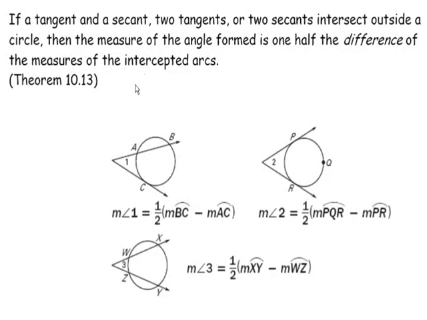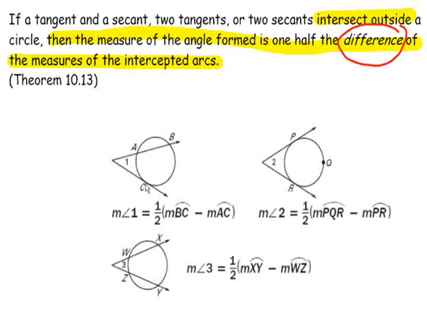In this next theorem, we're talking about our two segments, and they can be a tangent and a secant, two tangents or two secants. The key is that they intersect outside the circle. Then the measure of the angle is 1/2 the difference of the measures of the intercepted arcs. So outside, we are talking about difference. That means subtract, and it's always the big arc minus the small arc. So for example, here I have a secant and a tangent. So the measure of angle 1 is 1/2 the big arc, which will be BC, minus the small arc, AC.